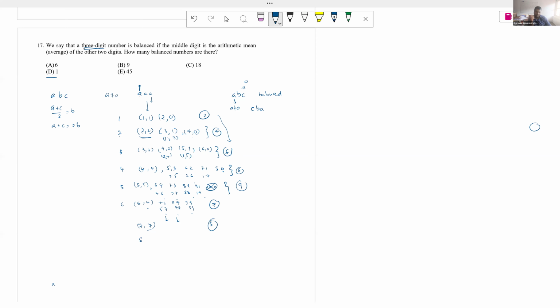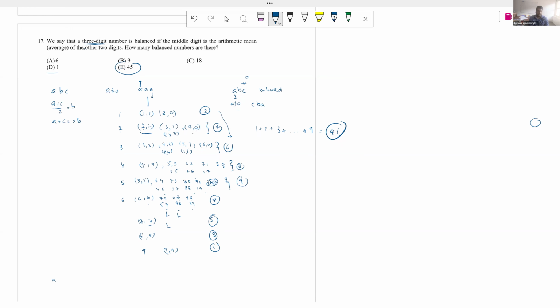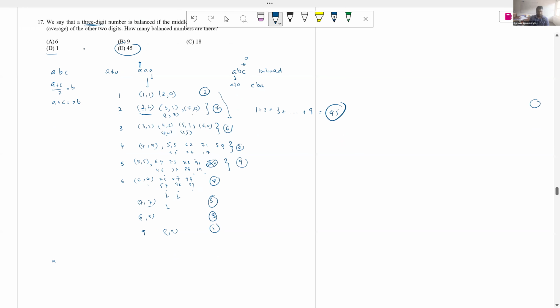With 8, you can get 8, 8, and 1 pair, and that's 3 numbers. With 9, you can get 9, 9 only, and that's 1 number. So you have 1, 3, 5, 7, 9, 8, 6, 4, 2, or just 1, 2, 3, 4, 5, 6, 7, 8, 9. And that's 45 numbers altogether. I'm very sure that there might be an easier way to solve this, but it's actually a cool problem that stumped me for a little bit.